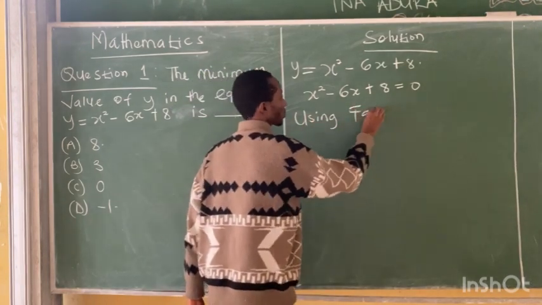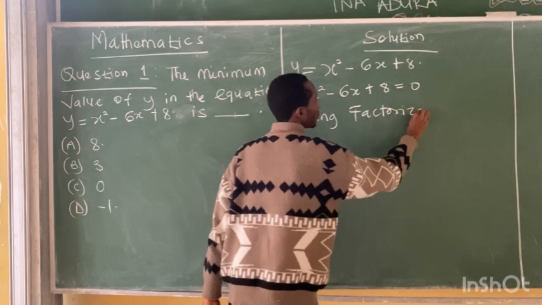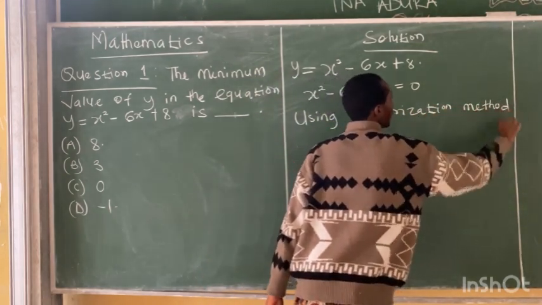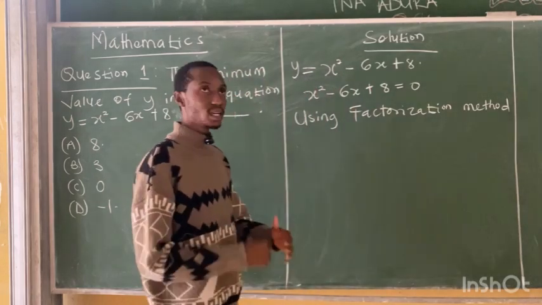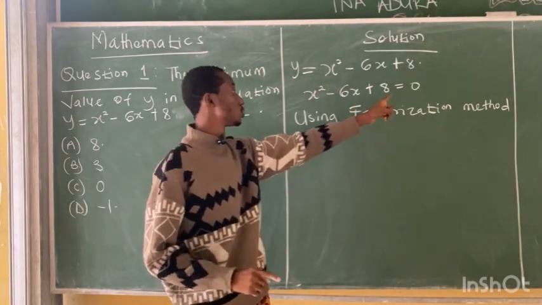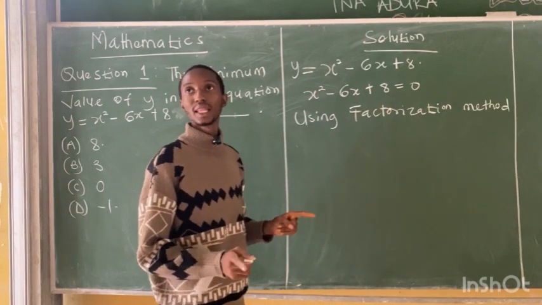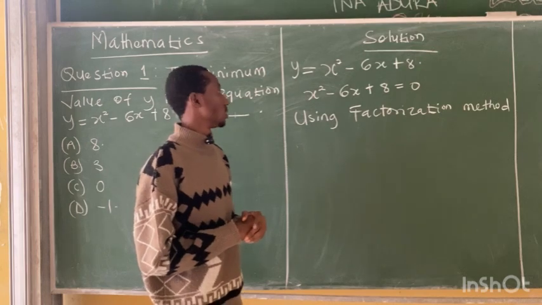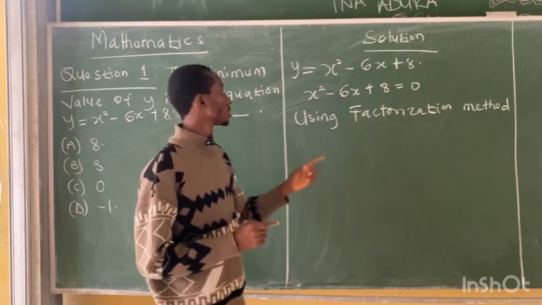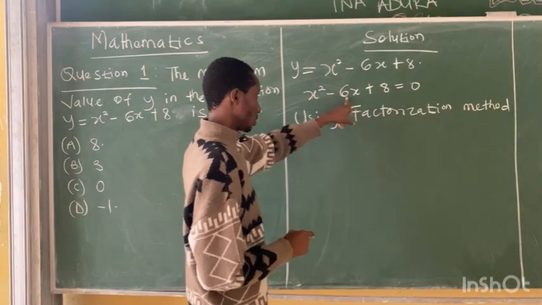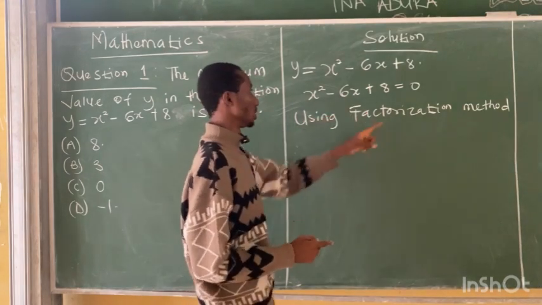Using the factorization method, the concept here is to find two numbers that when you multiply them together give you the constant, and when you add them together give you the middle number. I repeat myself, find two numbers that when you add them together give you the middle number, and when you multiply them give you the constant.